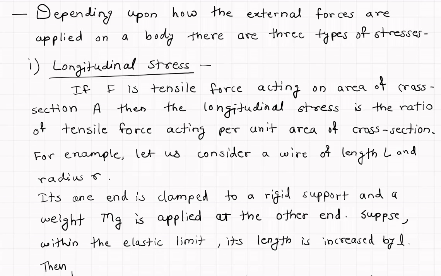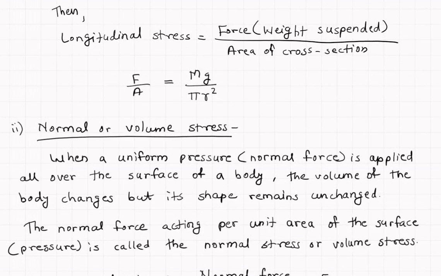For example, let us consider a wire of length L and radius r. Its one end is clamped to a rigid support and a weight mg is applied at the other end. Suppose within the elastic limit, its length is increased by l, then longitudinal stress is equal to force upon area of cross section, that is F by A. F is mg and area of cross section is pi r square, which means mg divided by pi r square.